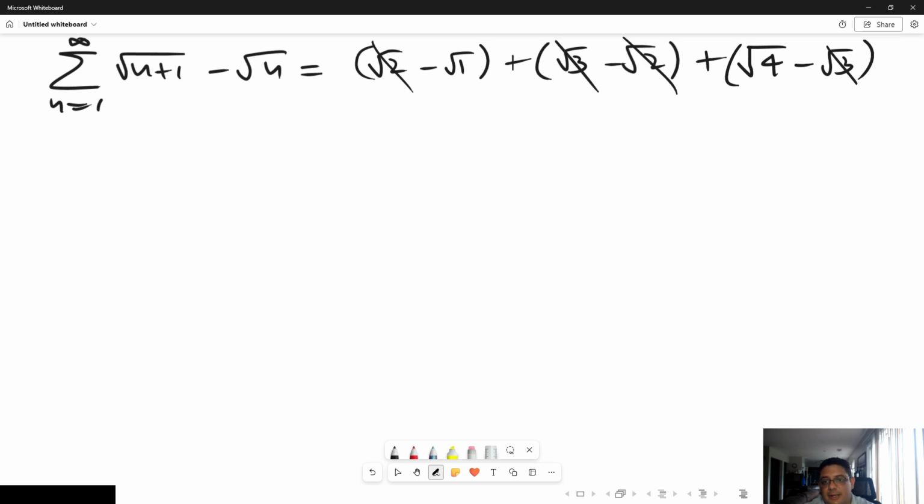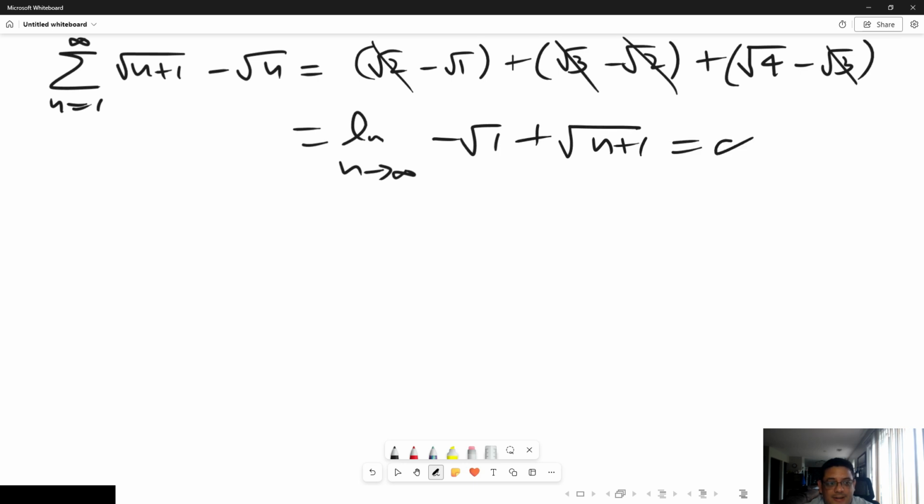And so we're going to get that this is equal to the limit when n goes to infinity of minus the square root of 1 plus the square root of n. And because n is going to infinity, this goes to infinity. And it doesn't matter that this is a telescopic series, it is going to be divergent.